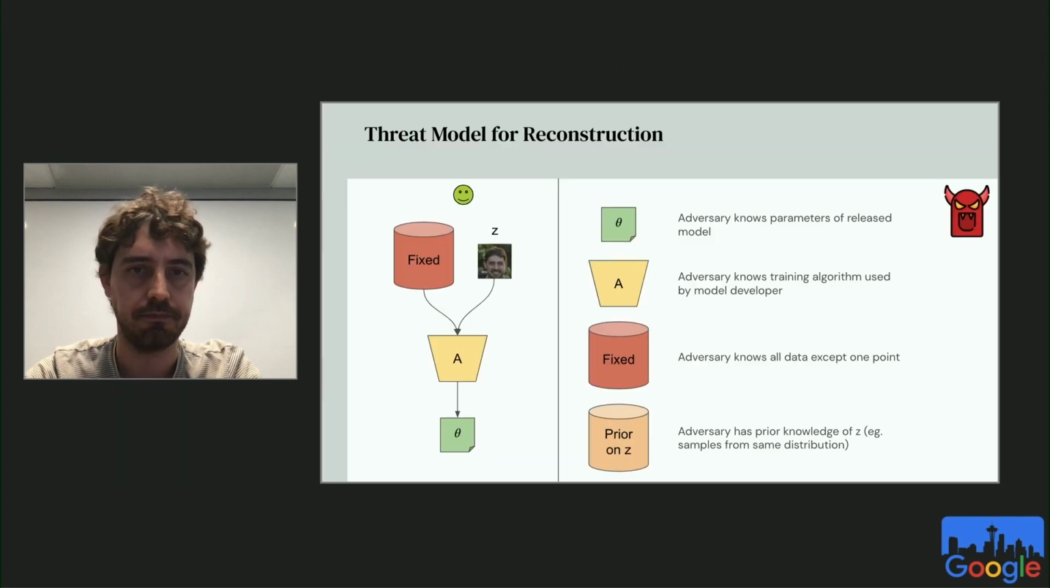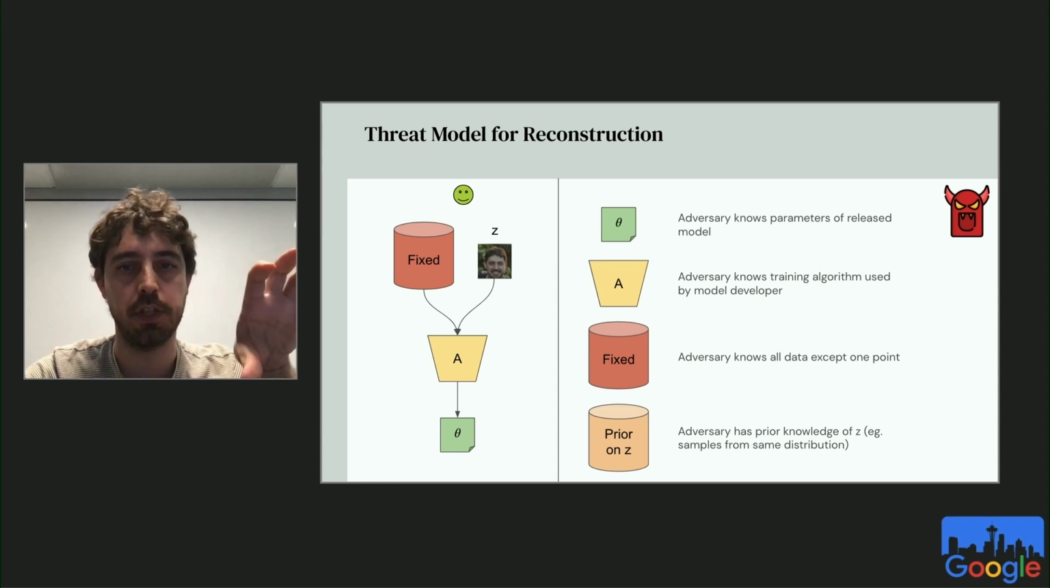Next slide, please. The threat model that we're using is the Informal Adversary, and there are some references going back to the origins of differential privacy. Basically, the idea is that there's a model theta that is being released by some model developer. This model theta is obtained by using a training algorithm A and a training data set that is composed of a fixed part plus a distinguished data point Z.